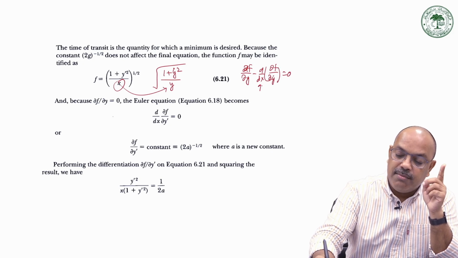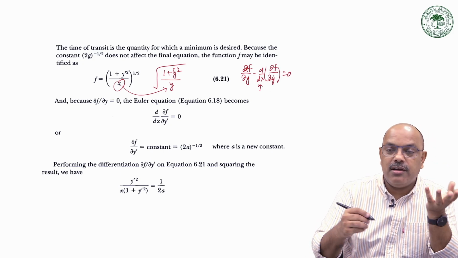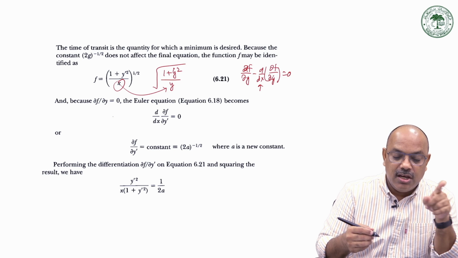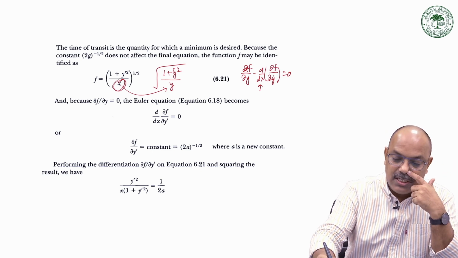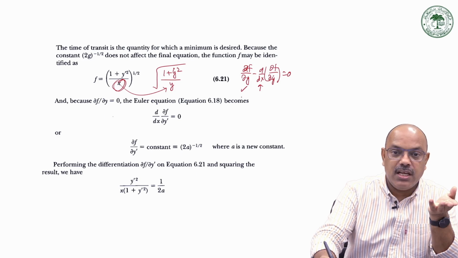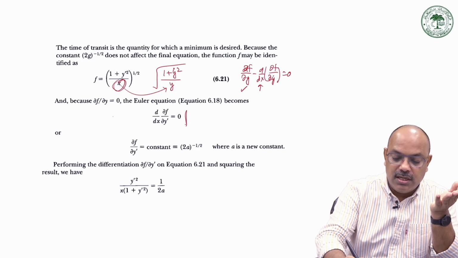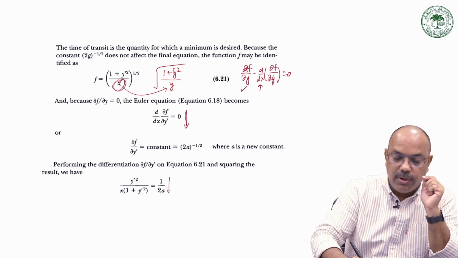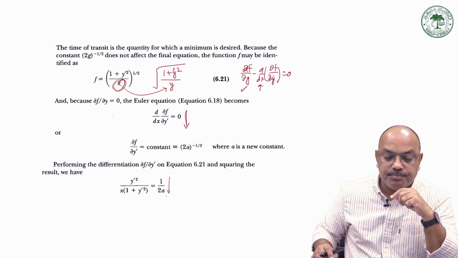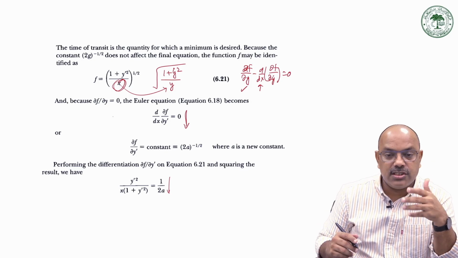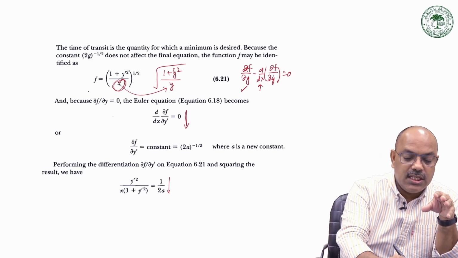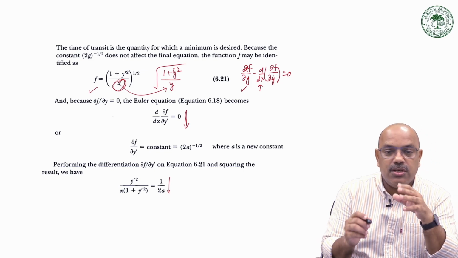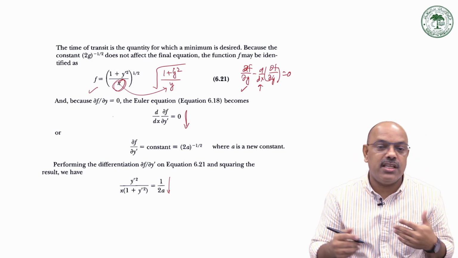In my previous case x was not there, so I had to use the Beltrami identity. Now I have x dependence here, which is quite easy, and df by dy is going to be 0. So then you can solve the equation quite easily. In the next lecture I'll try to give you the flavor of how getting this x into my functional is going to ease the calculations.